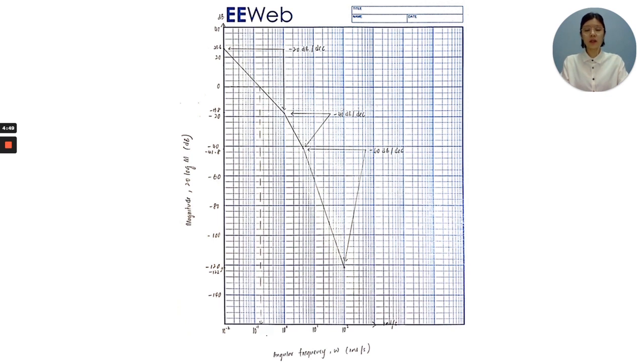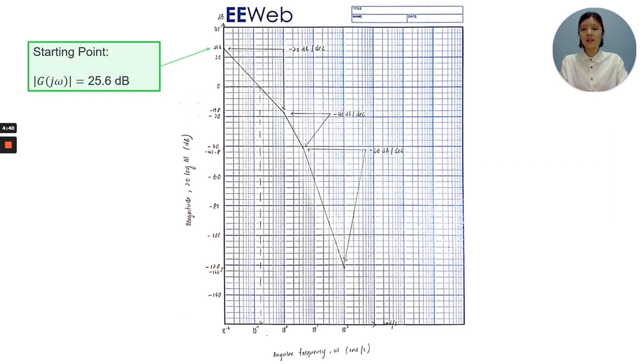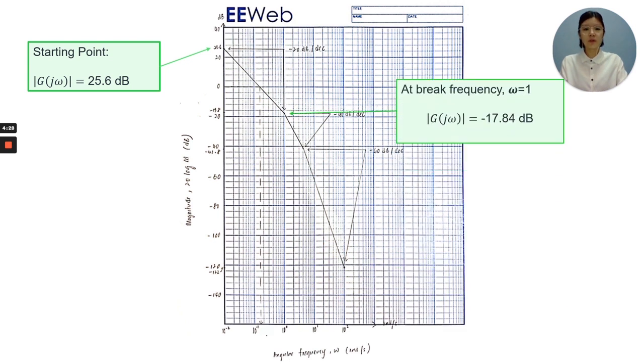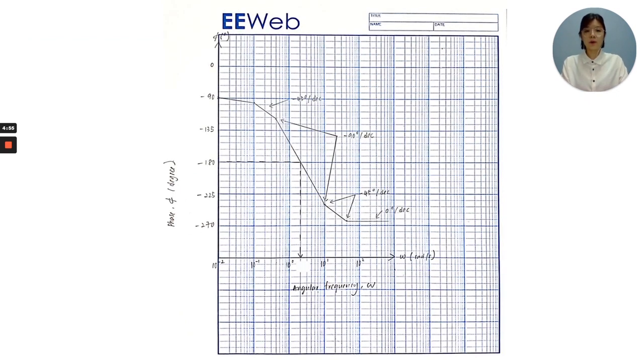In order to sketch the magnitude plot, we use the formula for finding the magnitude at the corresponding frequency and break frequency. At the starting point of 25.6 decibel, the slope begins downwards with a negative 20 decibel per decade slope until 1 radian per second. At the break frequency 1 radian per second, it has a negative 40 decibel per decade slope. At the break frequency 4 radian per second, the slope continues downwards with a negative 60 decibel per decade slope until infinity. The slide shows the hand-sketched phase plot for the transfer function G(s) using semi-log paper.